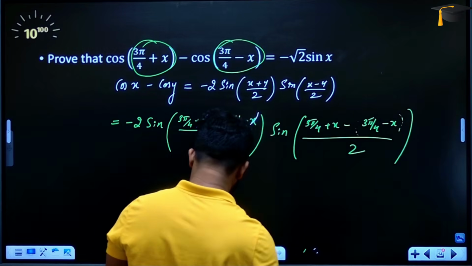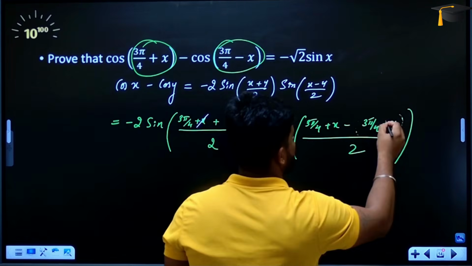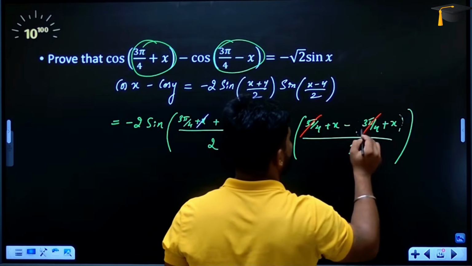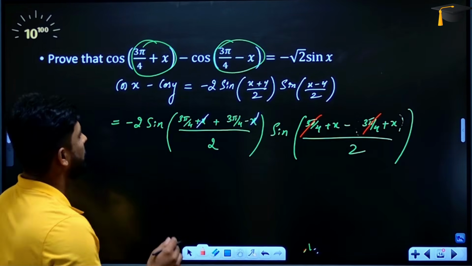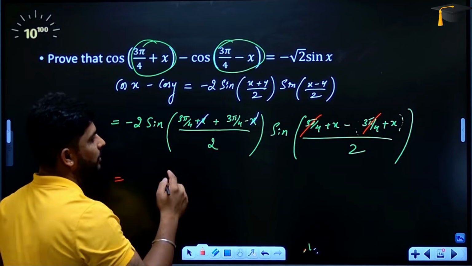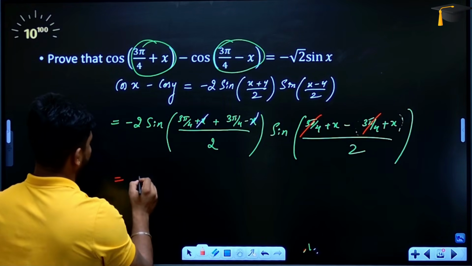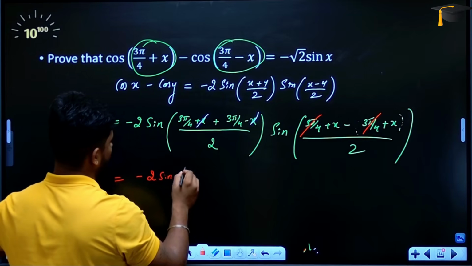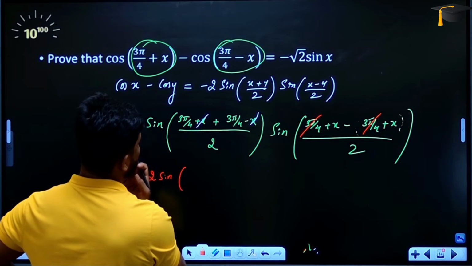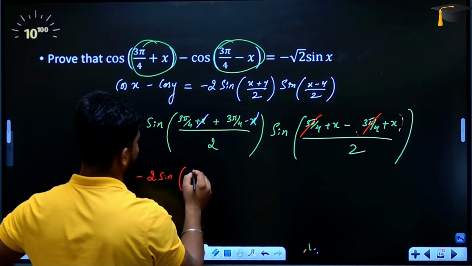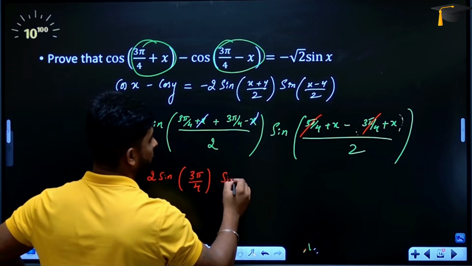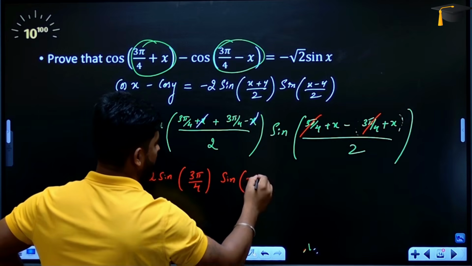So this becomes plus, correct? So we can cancel. I'm just reducing one step here itself because I don't have space here. Okay, 3 pi by 4. So 3 pi by 4, 3 pi by 4, that is 2 into 3 pi by 4. So it is minus 2 sine, 3 pi by 4, 3 pi by 4, that is 6 pi by 4 by 2, which is 3 pi by 4 only. Okay, 3 pi by 4 into sine. x plus x is 2x by 2 is x only, correct?